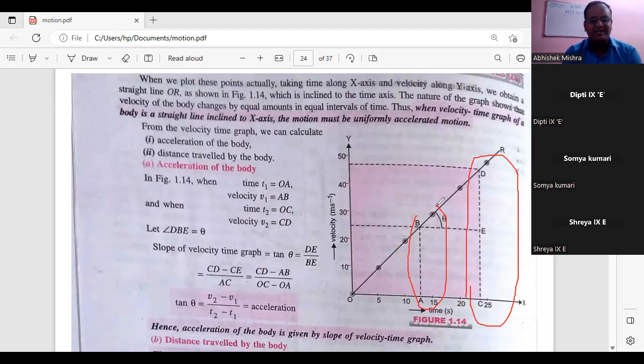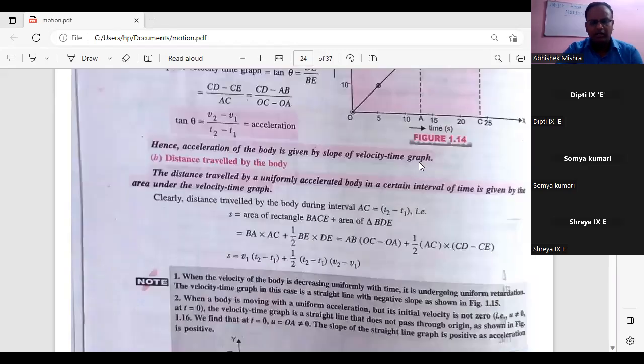Students, remember in NCERT, tan theta is not given. Directly they have given V2 minus V1 by T2 minus T1. This is extra which I'm telling you. So from this very graph, we can calculate the acceleration of the body: V2 minus V1, final velocity minus initial velocity, divided by the final time minus the initial time taken. Is it clear? Yes, sir.